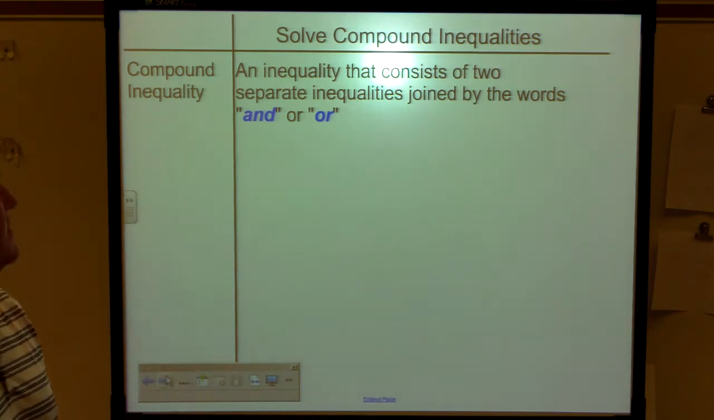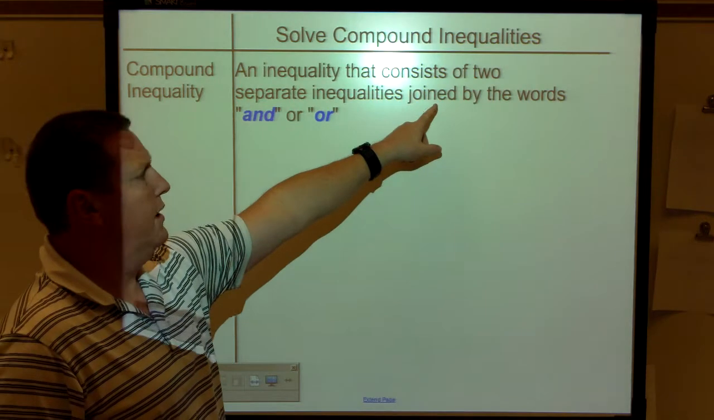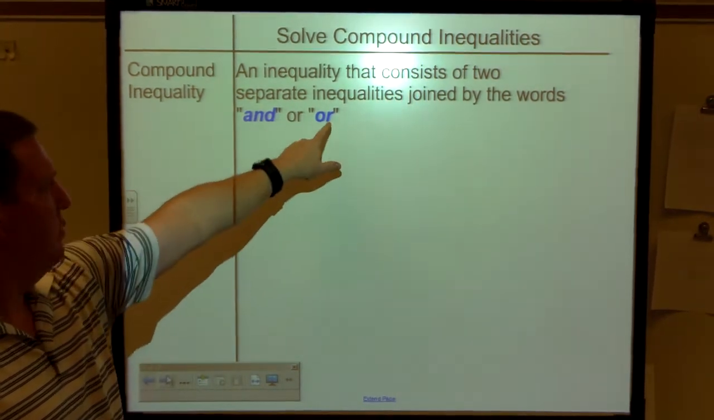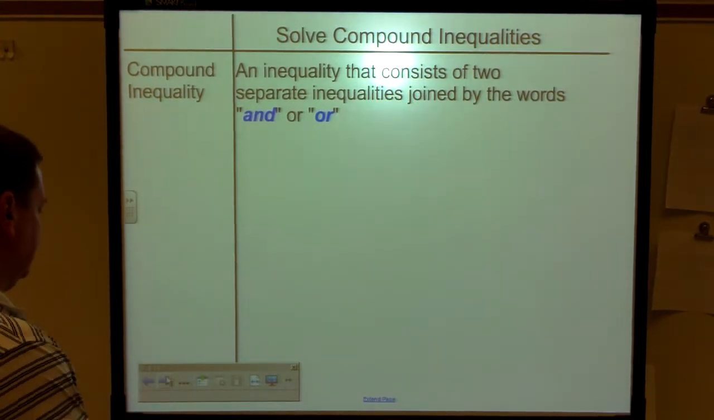Compound inequality, first of all, is an inequality that consists of two separate inequalities, but they're joined by the words and and or, kind of like a union or an intersection on sets.